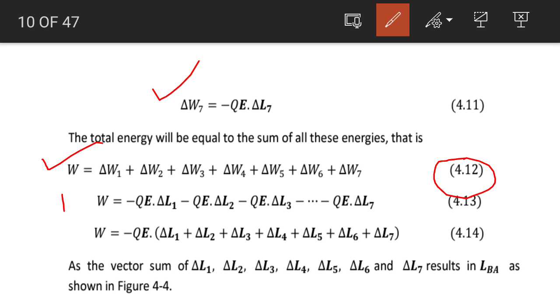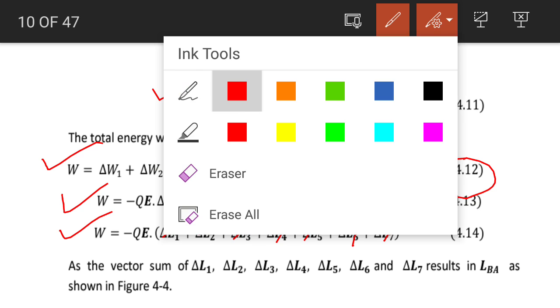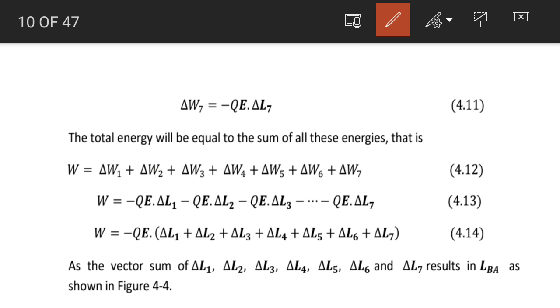So the total energy will be equal to minus QE dot delta L1 minus QE dot delta L2 minus QE dot delta L3 and so on, minus QE dot delta L7. And equation number 13 can be written as minus QE dot into delta L1 plus delta L2 plus delta L3 plus delta L4 plus delta L5 plus delta L6 plus delta L7. Let us focus on the quantities which are in the bracket.